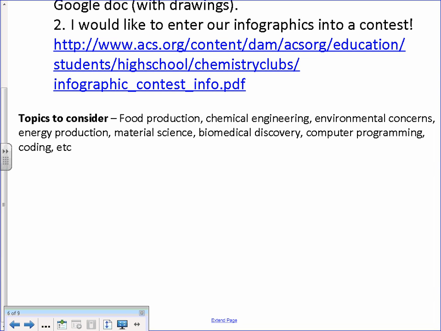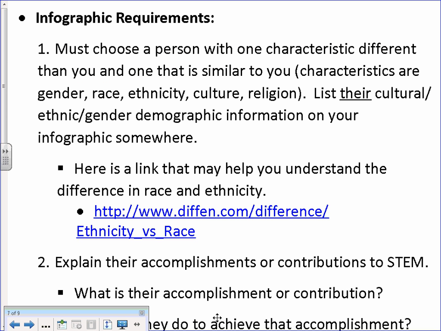No, you can recognize anybody for their contributions as long as it made something better in the world, the global world. Okay. So a couple more things I would like on it. How do you choose your person first? I want you to choose somebody who has one characteristic that is similar to you and one characteristic that is not similar to you. Okay?